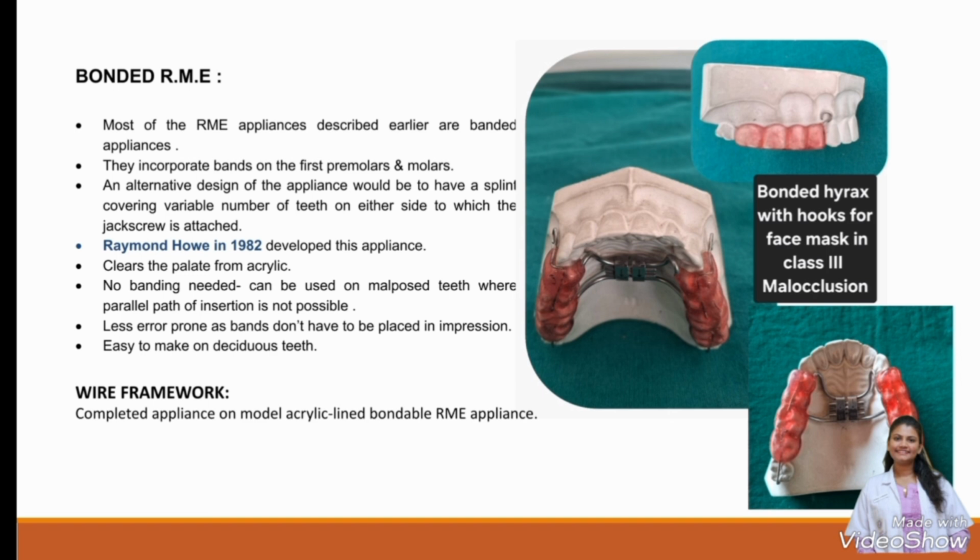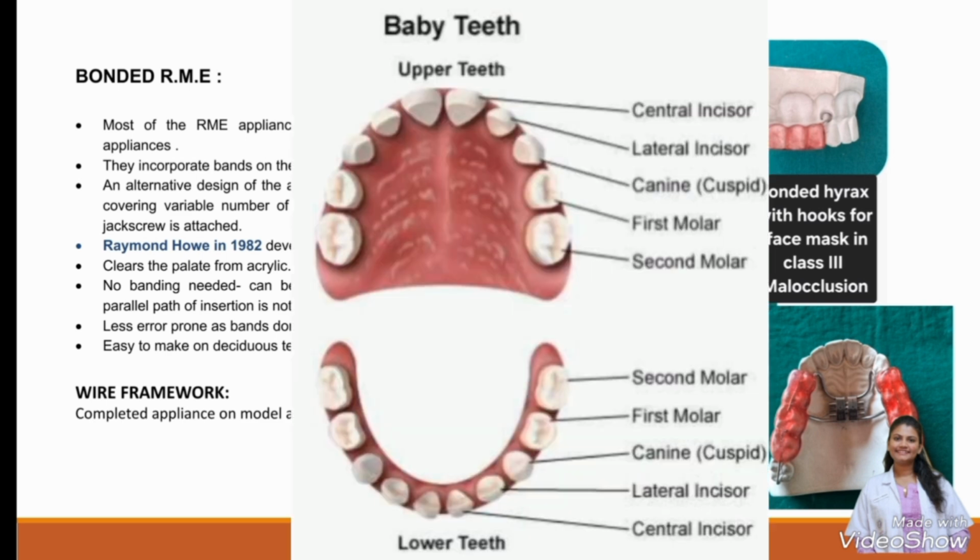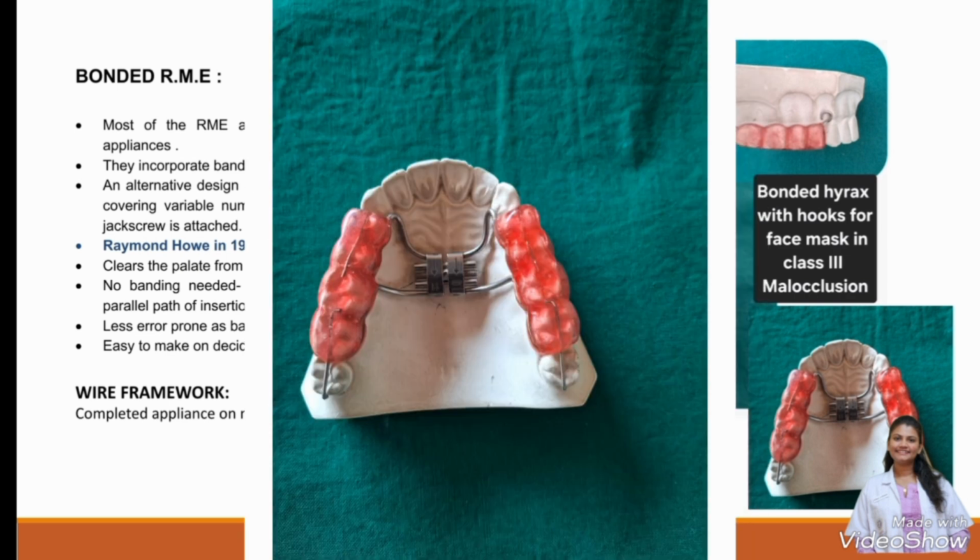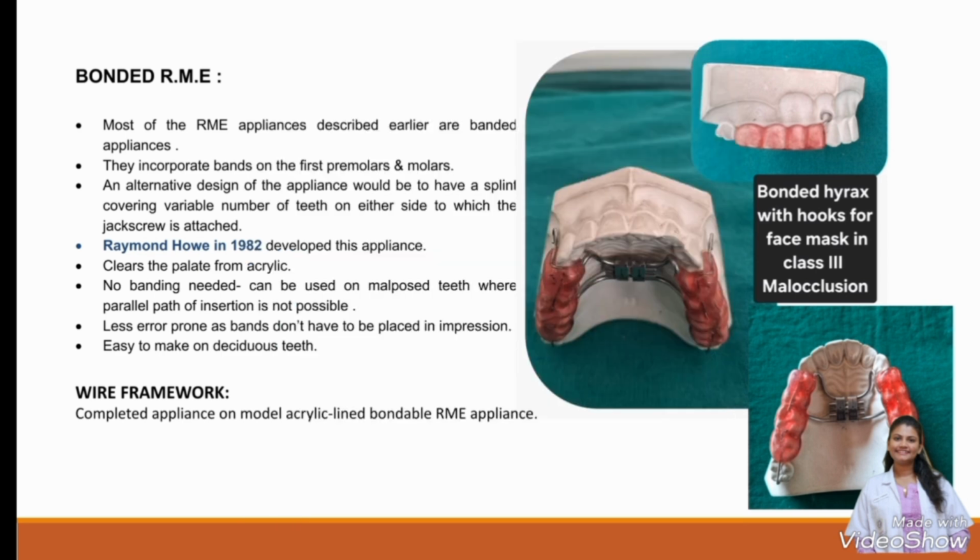It clears the palate from acrylic. No banding needed. Can also be used on malposed teeth where a parallel path of insertion is not possible. Less prone to error as bands don't have to be placed in the impression. Easy to make on deciduous teeth and in the mixed dentition period. Here we can use cast cap splints, acrylic splints. It also limits the extrusion of molars and improves overbite control.